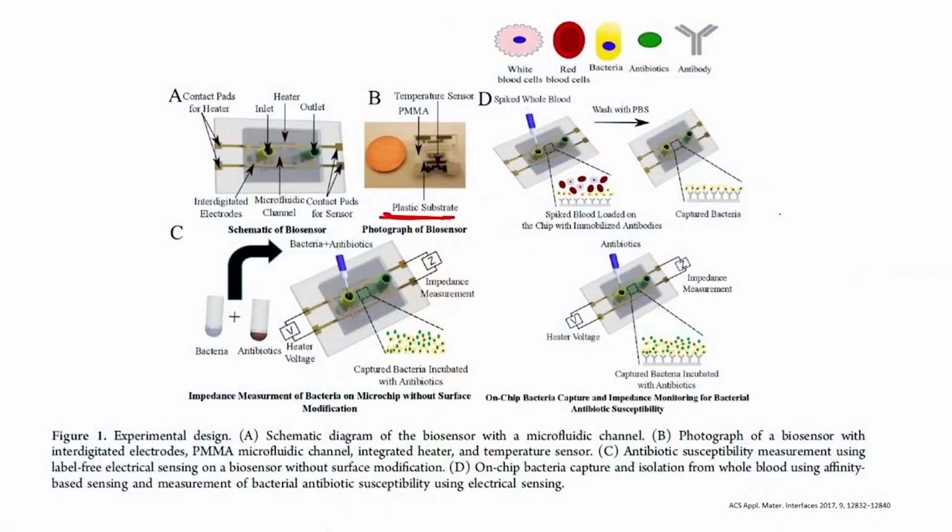Now, what will you do? If you see here on the slide, we talked about this, a chip in which on one side of the OHP sheet there is a heater, and on another side there is a sensor, the interdigitated electrodes. The contact pads for the sensor are nothing but contact pads for the interdigitated electrodes, and you have your microfluidic channel. This is the actual photograph of the device.